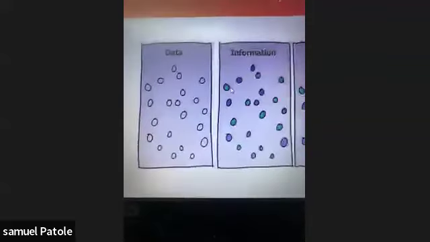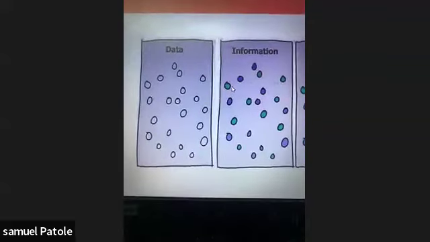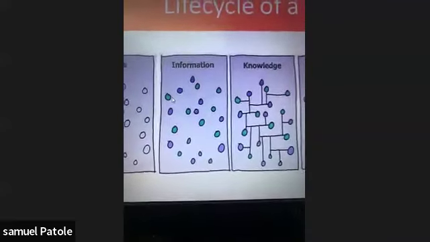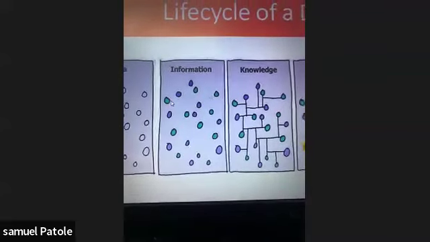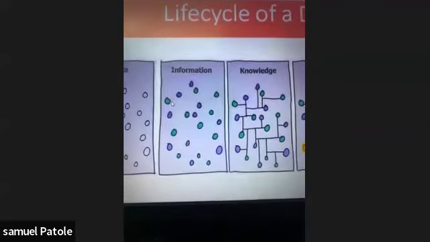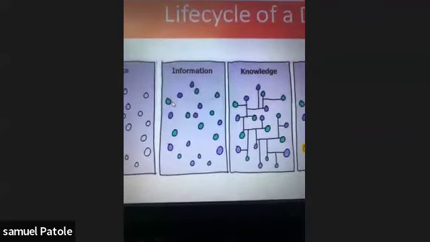Data is raw. We cannot do anything with that. But when you categorize it, when you put some tags on that data, say on 20th of August I ordered this, on 15th of August I ordered this, when you put some label on that, that becomes information. And when that information is interconnected, that becomes knowledge.